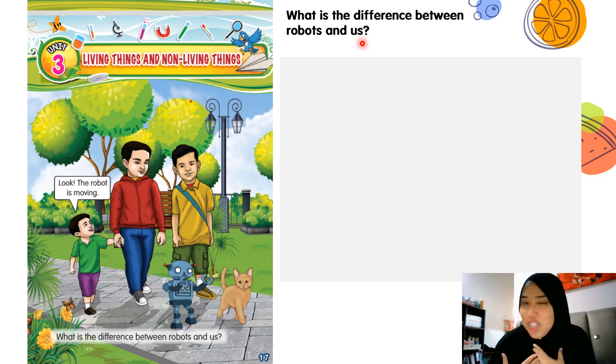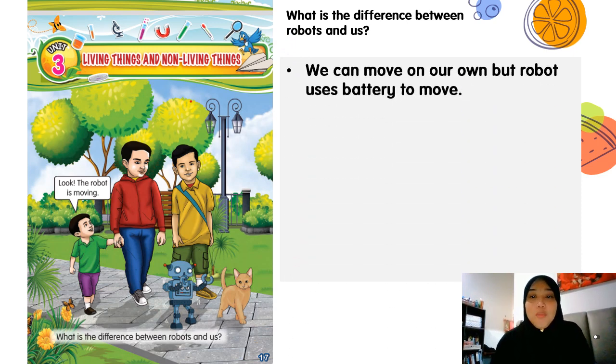Okay, now let's check out my answer, whether the answer is the same with you. So let's take a look at the first answer. We can move on our own, but robot use battery to move. Kita boleh bergerak sendiri, tetapi robot perlukan bateri untuk bergerak. Betul tak? Okay, now let's take a look at the second answer.